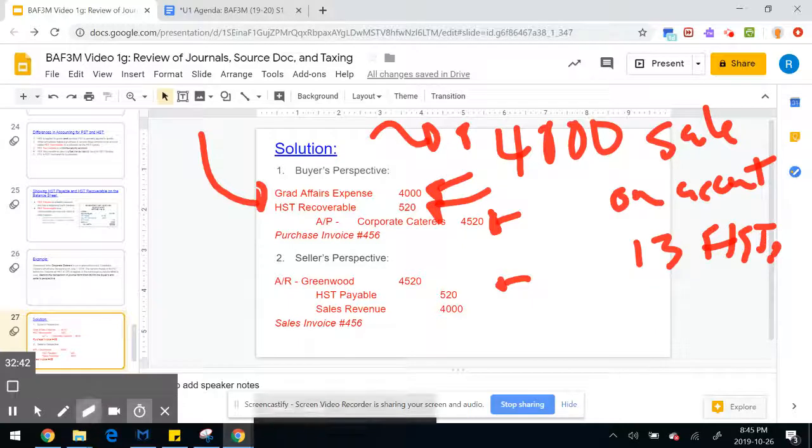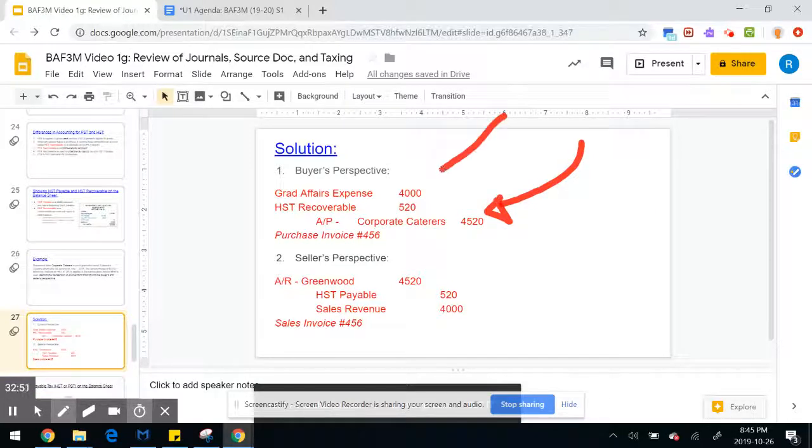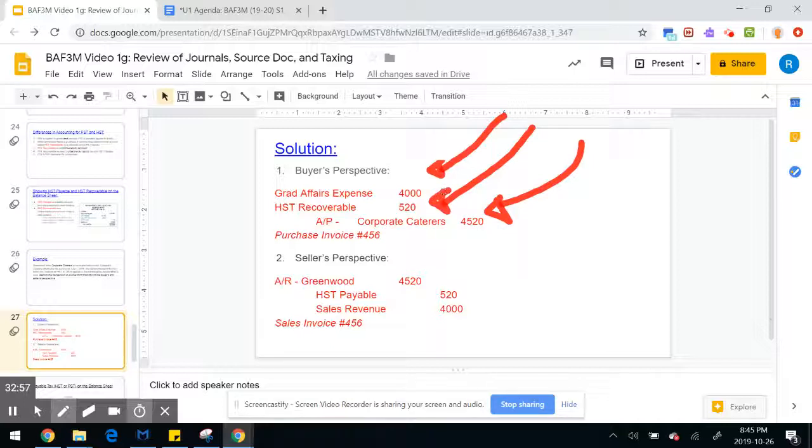So yes, as the purchaser, the purchasing business, we do owe corporate caterers 4520. Fortunately, only 4,000 of that is our expense, and 520 of that is recoverable HST that we'll get back later by deducting from our HST payable.